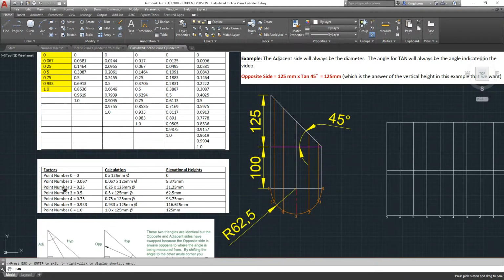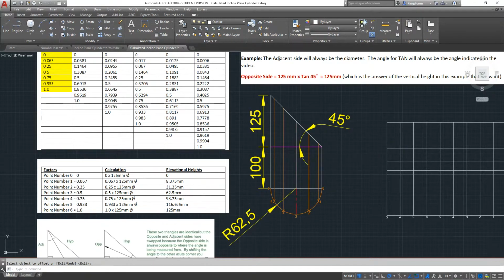Go into pan again just to show you. My next offset for line number 2 is 31.25. So offset 31.25 from that line there. My next one, I said to you before, half of 125 for line number 3. Point number 3 is, go into pan, 0.5 times 125 gives you 62.5. Offset 62.5.